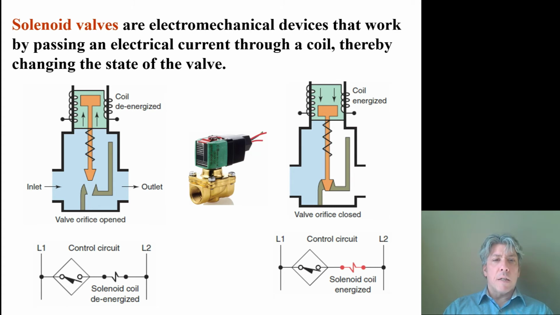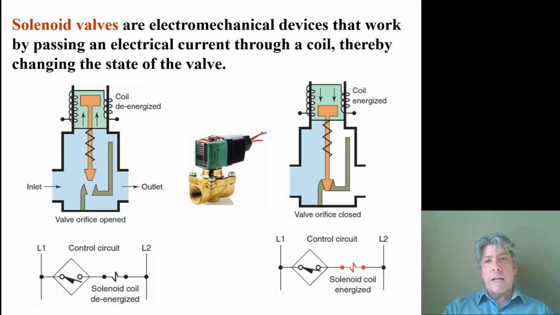So you can see on the left hand side an L1, L2 of power rails where power tries to flow through. And when the solenoid coil is de-energized, when power is not flowing through it, then the valve is in one state, either passing fluid or not passing fluid. And you can buy them either way. You can buy valves that are normally open or normally closed.